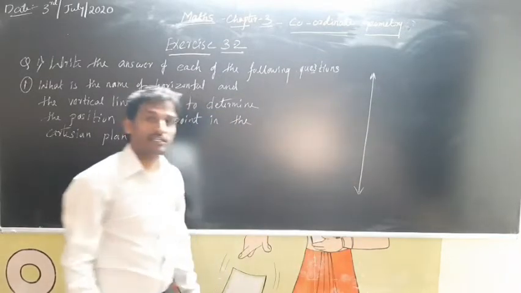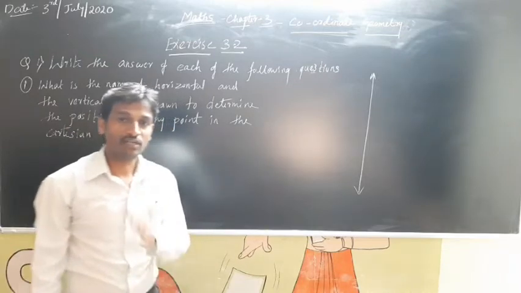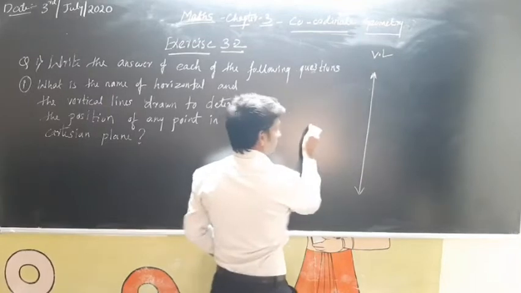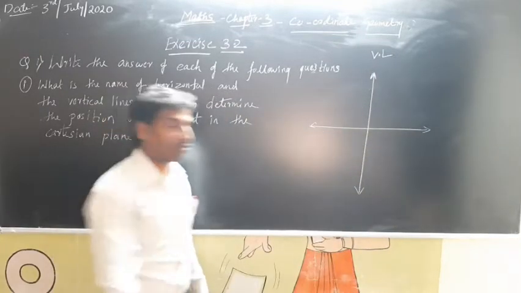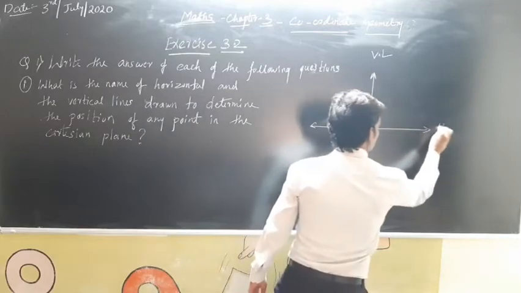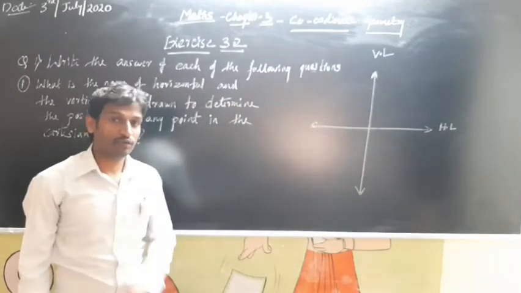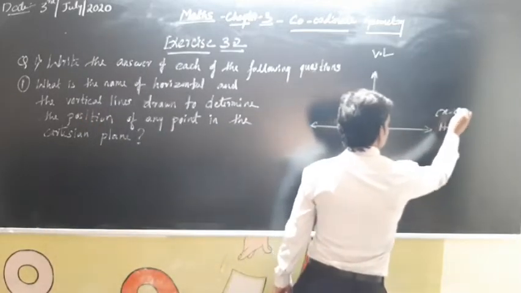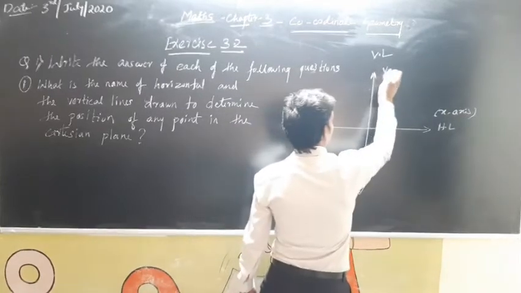What type of line is it called? Either it is horizontal or vertical. Actually it is a vertical line. What type of line is this? This is a horizontal line. In the introduction part I have said what are the names given to them. This one, the horizontal, is known as what? X-axis. And the vertical line is known as what? Y-axis.